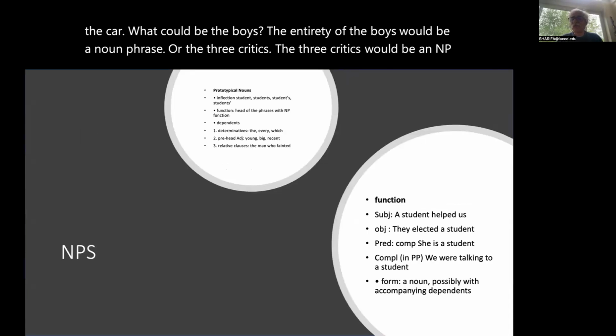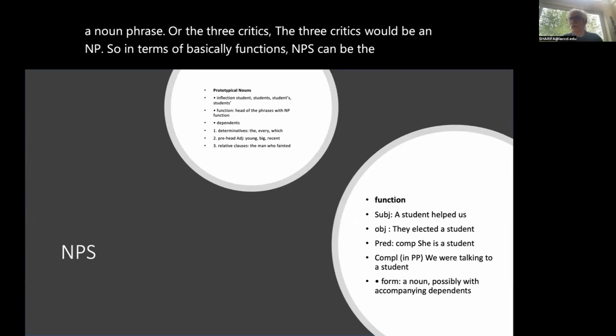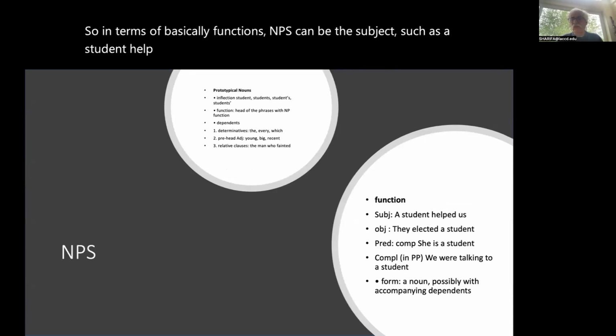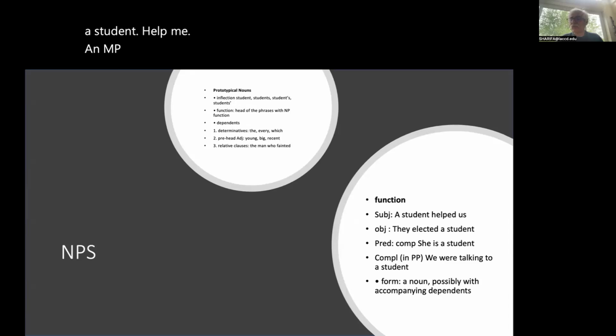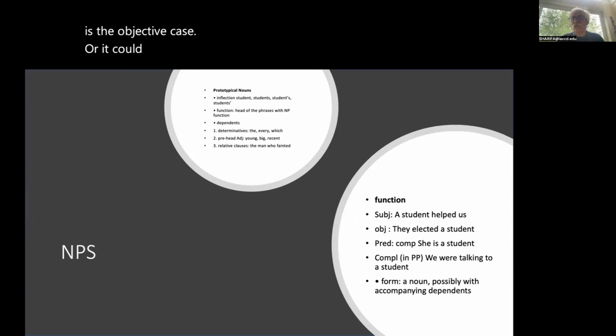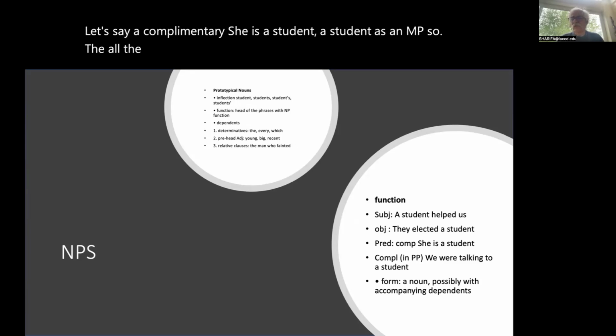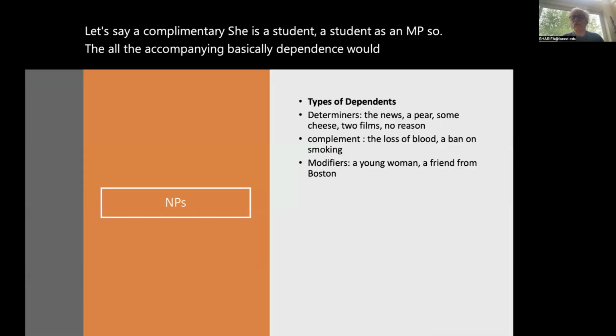So in terms of functions, NPs can be the subject, such as a student helped me, an NP, or they elected a student. Student would be an NP, which is the objective case. Or it could be, let's say, a complement. She is a student, that's an NP. So all the accompanying dependents would be part of the NP.